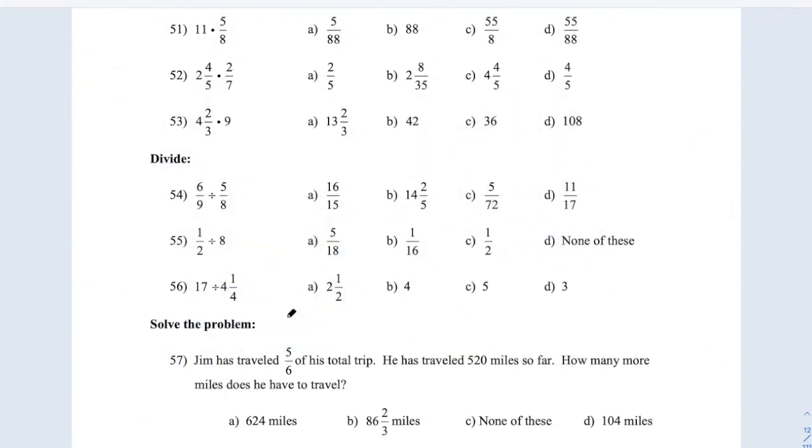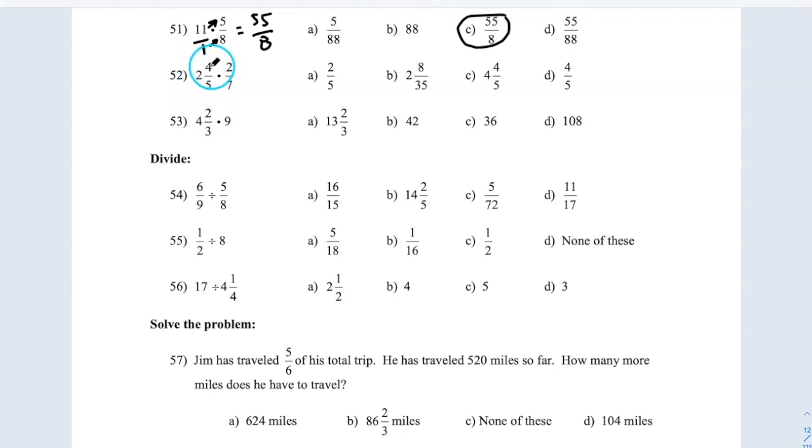1/8. 51. Now I'm multiplying a whole number times a fraction, right? Again, because you're multiplying, I want to make this whole number a fraction, which I put it over 1. And then the top with the top and the bottom with the bottom. 11 times 5 is 55. 1 times 8 is 8. Done.